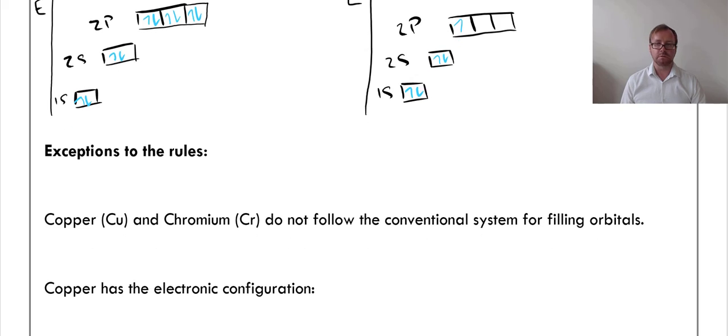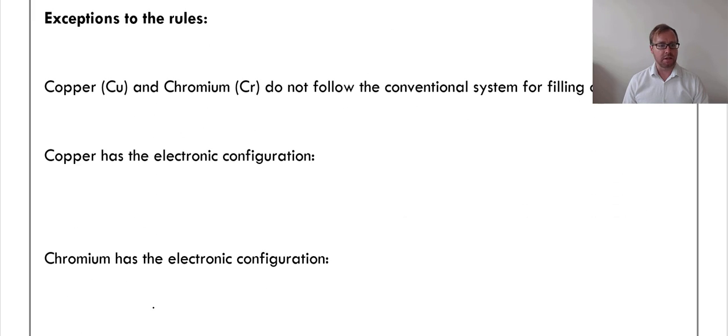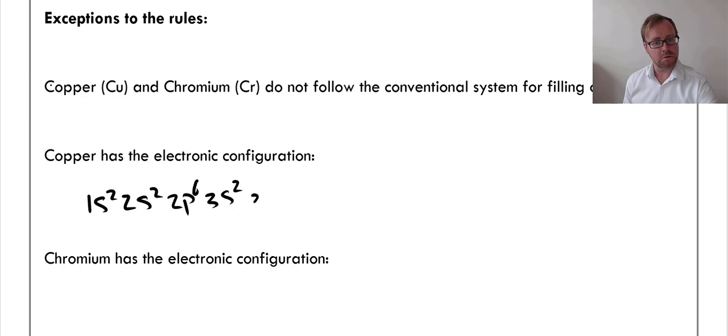So, exceptions to the rules. There are 2 exceptions to the rules that you need to know about. Copper and chromium do not follow the conventional system for filling orbitals. Okay, so copper has the electronic configuration of 1s2, 2s2, 2p6, 3s2, 3p6, 4s1, 3d5.